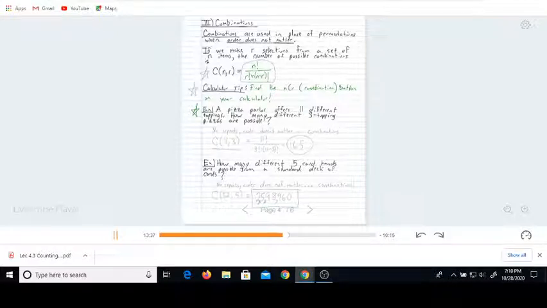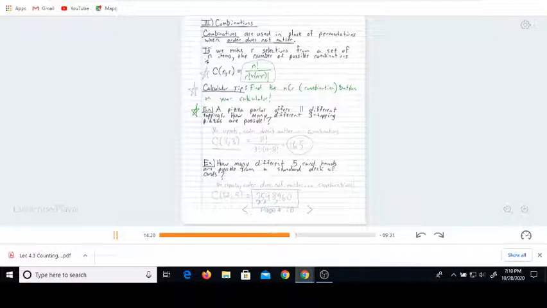A pizza parlor offers 11 different toppings. How many different 3-topping pizzas are possible? So if we look at this example, we can't pick the same topping more than once. You can't have a 3-topping pizza that's pepperoni, pepperoni, pepperoni. That's a 1-topping pizza. So the 3 toppings have to be 3 different toppings. And you have to ask yourself, does the order matter here? If I order a pepperoni mushroom pizza, that's the same thing as a mushroom pepperoni pizza. Notice that the order does not matter here.